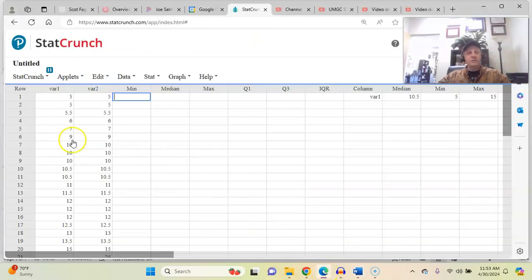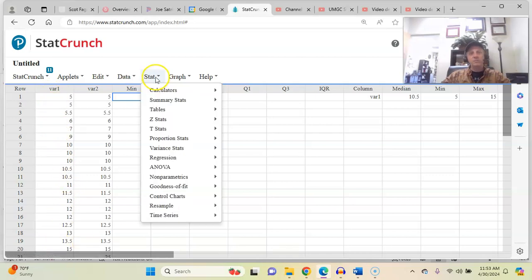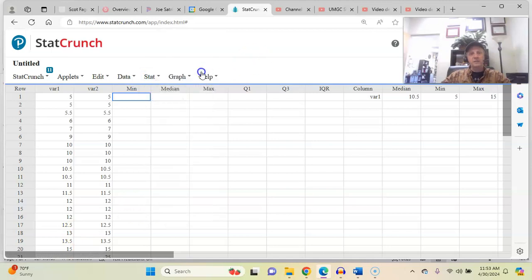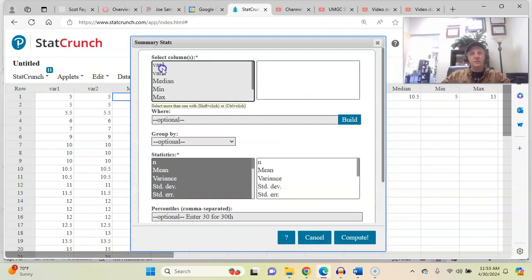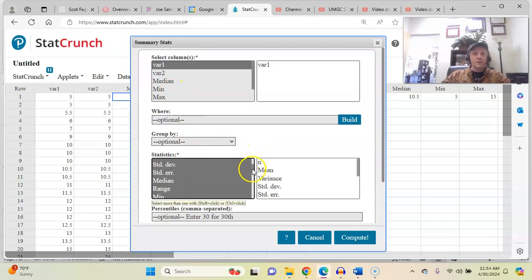For our illustration, let's use the data from the last example, which involved prison sentences. If you look at the column variable 1, here are those sentences ranging from 5 years to 15 years. And we can do a summary stats columns, select variable 1 for now. And then I'm going to go down here and select those 5 key numbers.